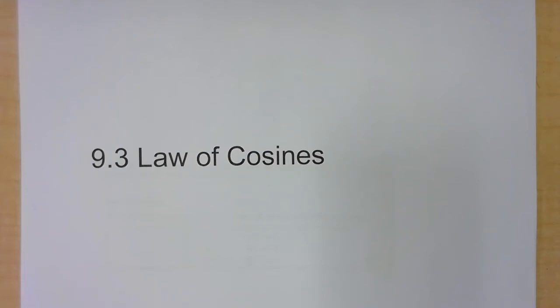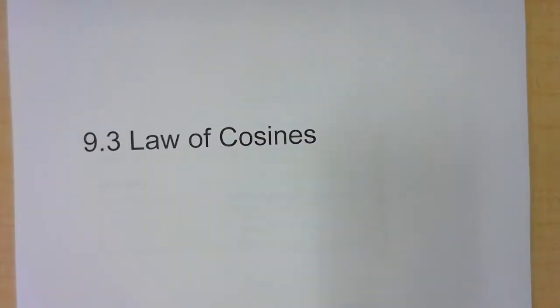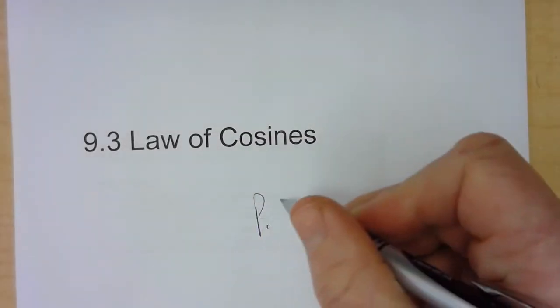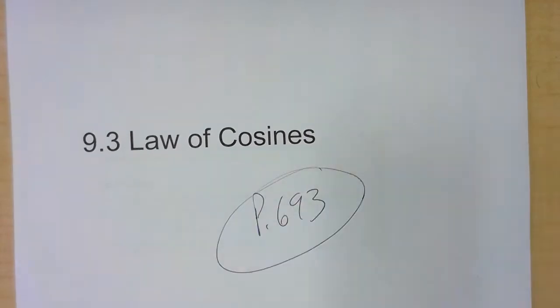All right, this is section 9.3, the law of cosines. The birthplace of the law of cosines is the Pythagorean theorem. If you'd like to see the proof of the law of cosines, it is on page 693 in our book. And the law of cosines basically is for two cases for solving triangles.